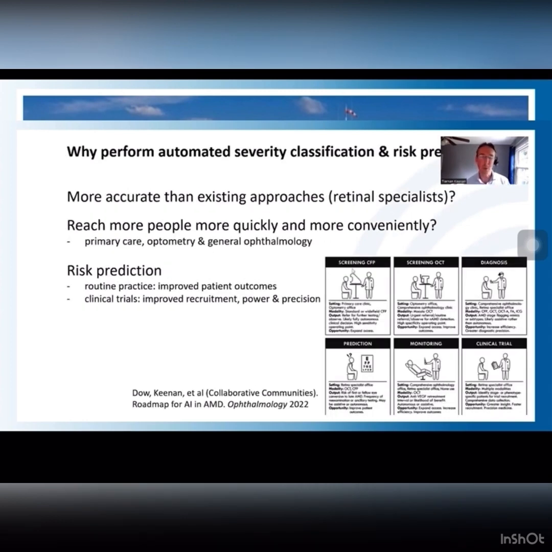Maybe a very brief word about why we might be interested at all in training AI algorithms to do these kind of tasks. And I think accuracy is one part of it, but probably only a small part. Actually, I think a much bigger part is massively expanding access to care. If we have safe and efficient algorithms we can deploy in primary care, optometry, etc., we can reach many, many more thousands or millions of people. Because, of course, there's limited retinal specialists and many hundreds of thousands of people walking around with early or even intermediate AMD undiagnosed.